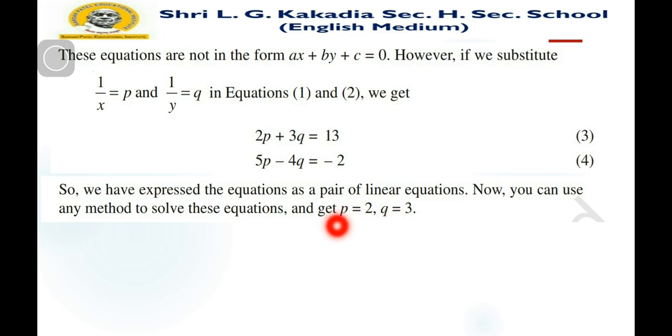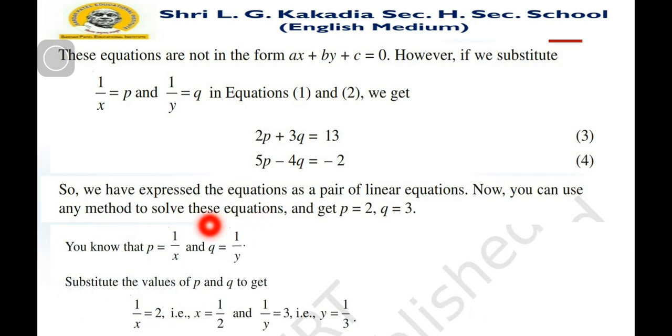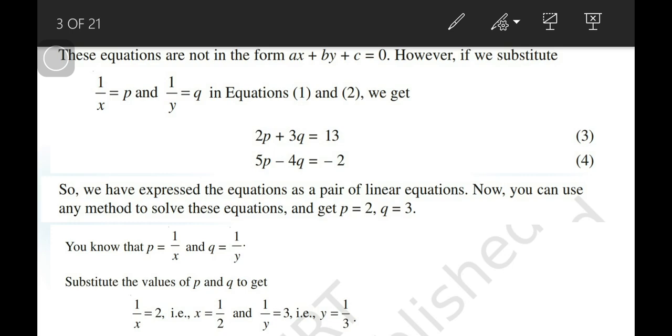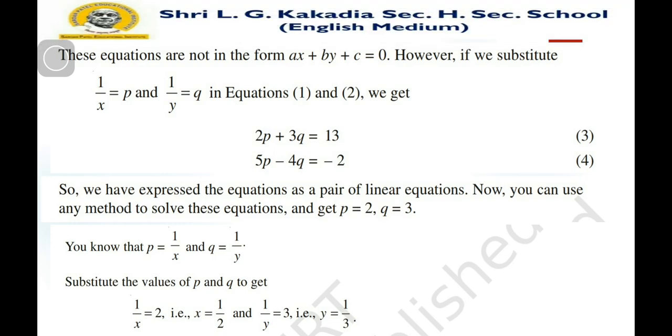Now we have p and q, which are assumed values, so we have to substitute them in whatever we have assumed here. We know that p is equal to 1 over x and q is equal to 1 over y. Substituting the values of p and q, we get 1 over x is equal to 2, that is x is equal to 1 by 2, and 1 over y is equal to 3, that is y is equal to 1 over 3.